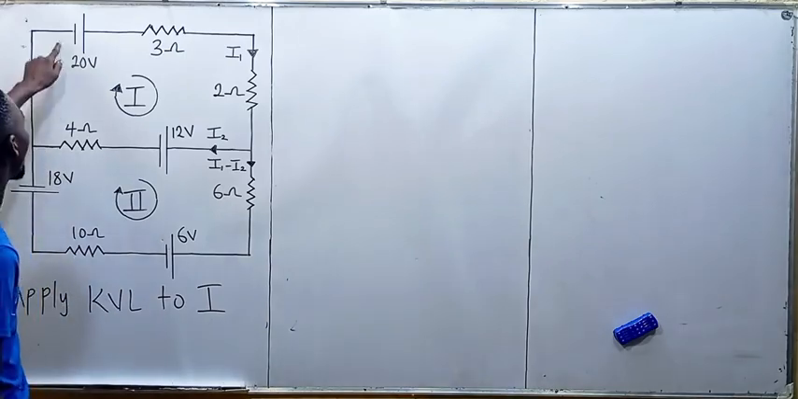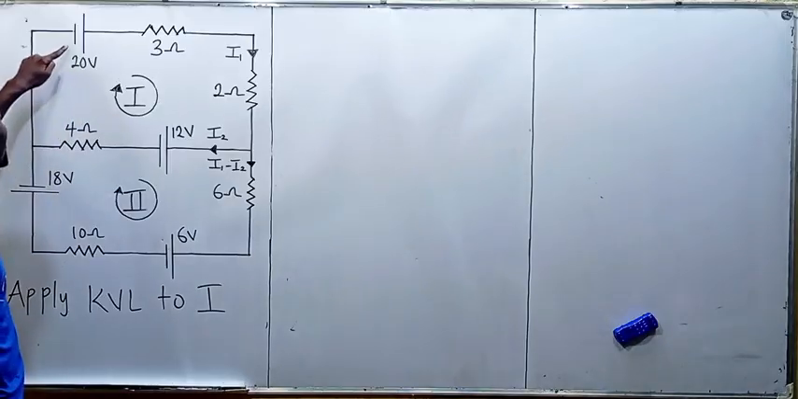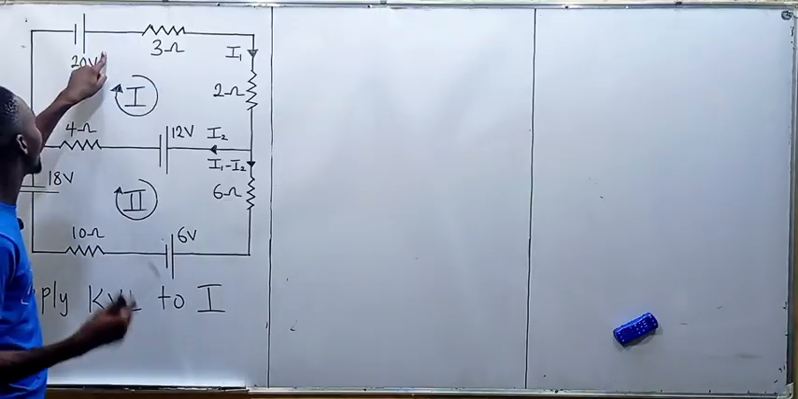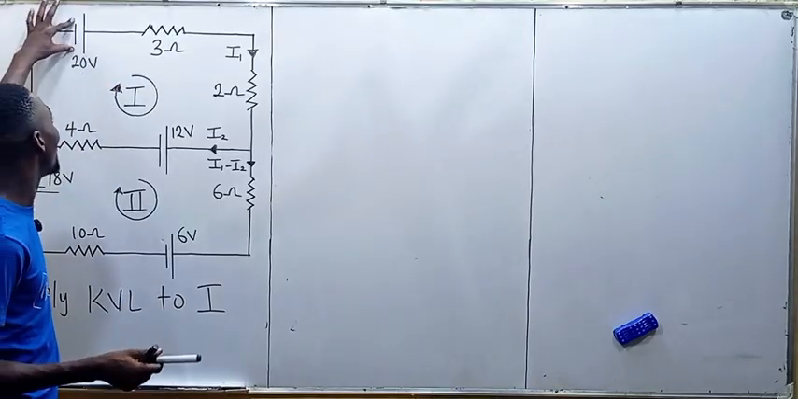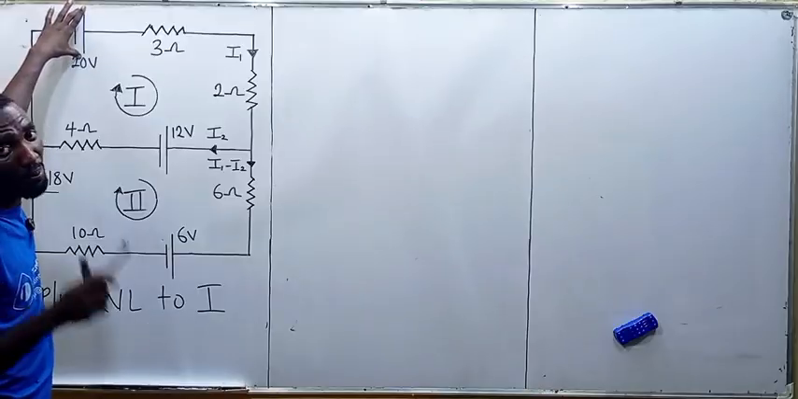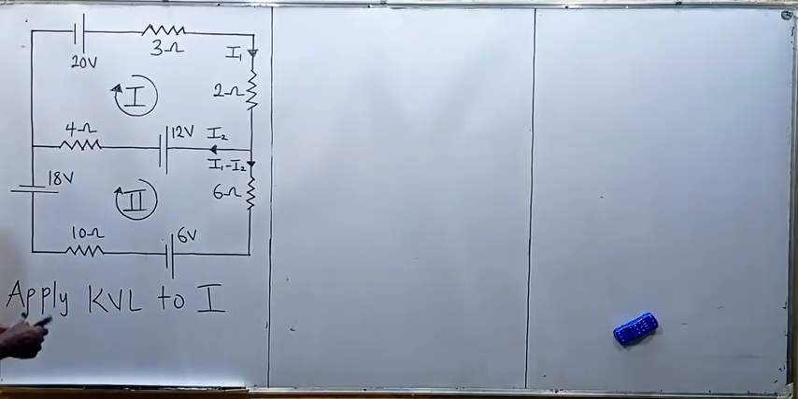Let's start our calculation from here. This is a voltage source. I have also said in our introduction class that the shorter arm of our voltage source is negative, while the longer arm is positive. So here we are moving from negative to positive, which means there's a voltage gain. So we are going to have 20.